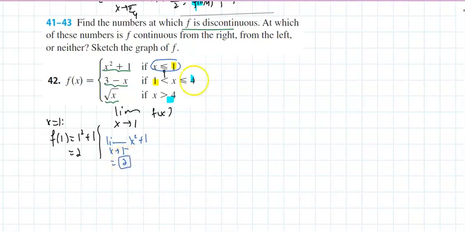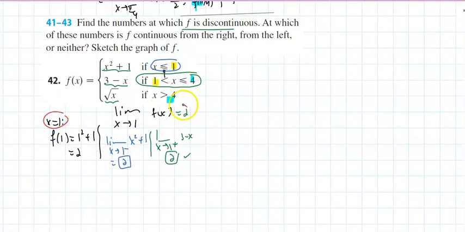If I plug the 1 in, and the reason I can do that is it's a polynomial, that'll be 2. Very good. If I take the limit as x approaches 1 from the right, this is x bigger than 1. I substitute the value in because that's a polynomial. I'll get 3 minus 1, which is 2. Hey, that works. So this limit equals 2. Therefore, what I concluded out of this and this, I know that f is continuous at 1.